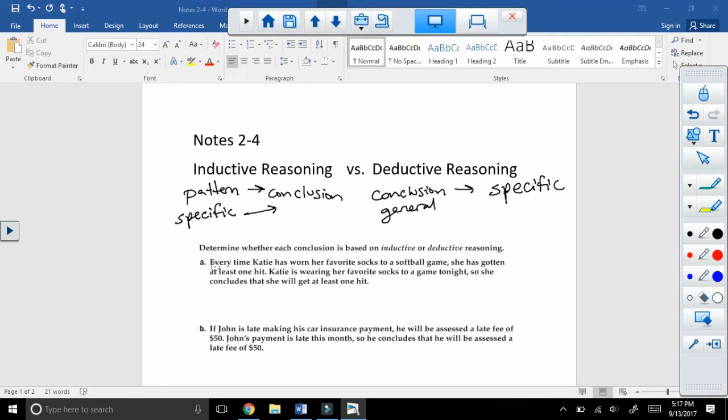So for this one here, it says, every time Katie has worn her favorite socks to a softball game, she has gotten at least one hit. Katie is wearing her favorite socks to the game tonight, so she concludes that she will get one hit. So what she's done is she's taken those specific instances where she wore her socks and then got a hit to make some sort of general conclusion. So I would say that this right here is an example of inductive reasoning.